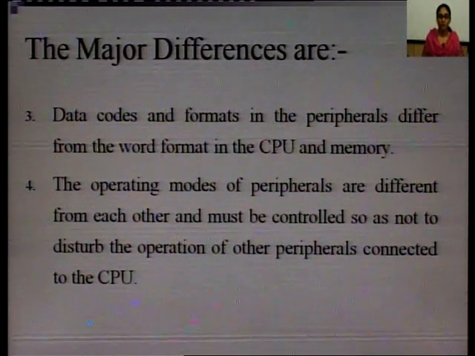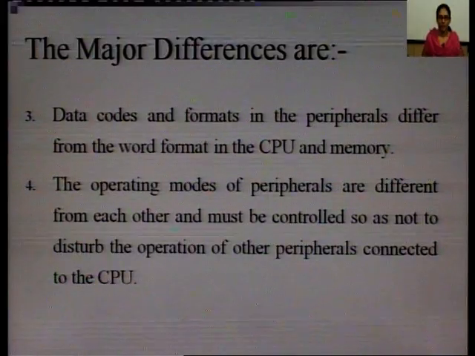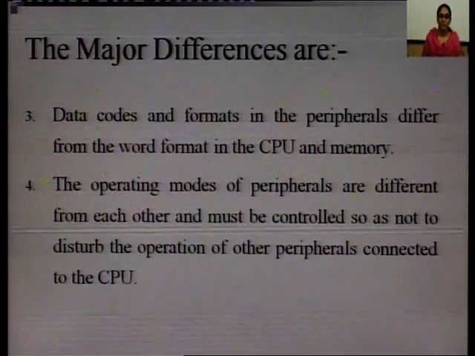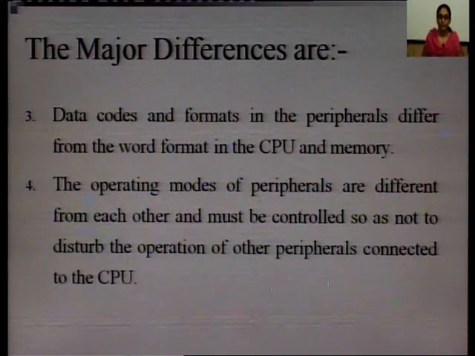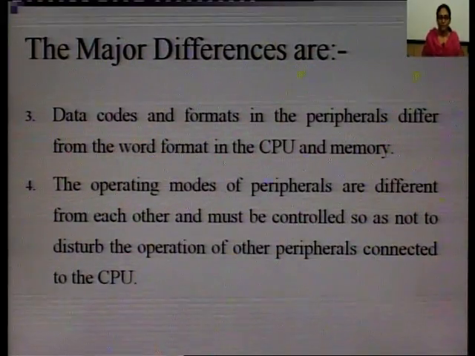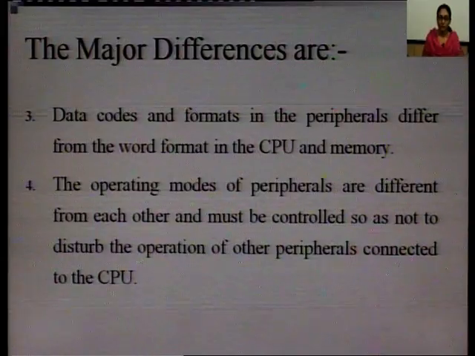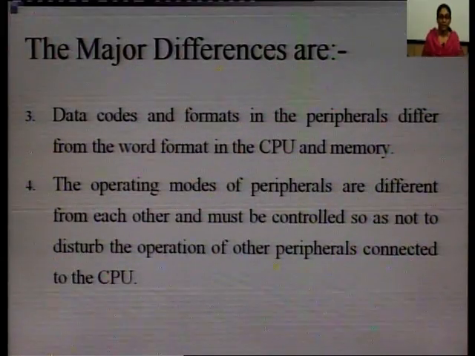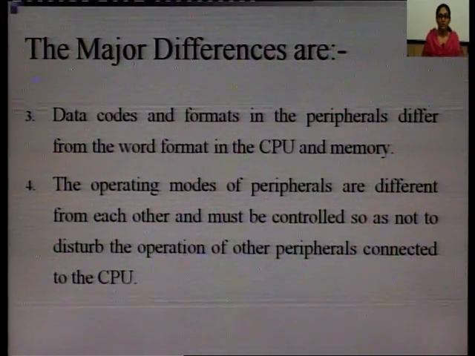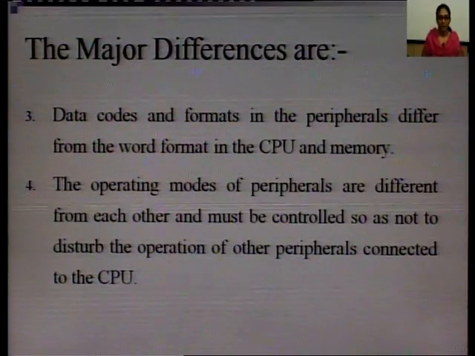There are a lot of peripheral devices connected to a particular computer system. Some of them are used for input purpose, some are used for output purpose, some are storage devices. So the working of peripheral devices depends upon the interface unit so that they independently do their work and do not disturb the working of other peripheral devices.